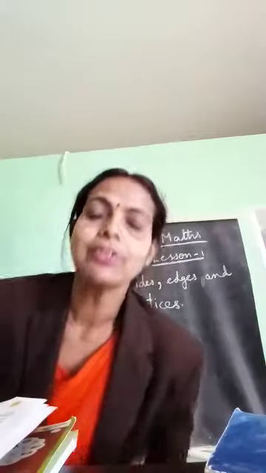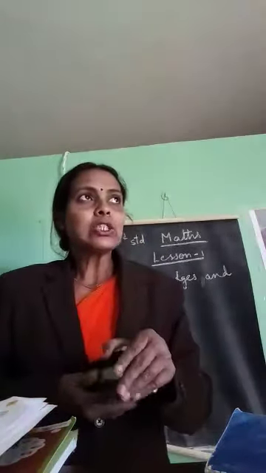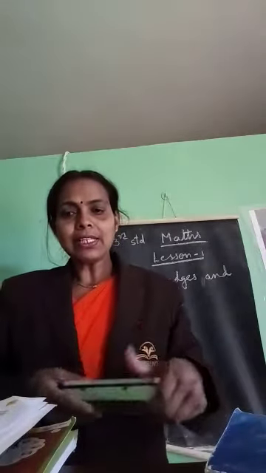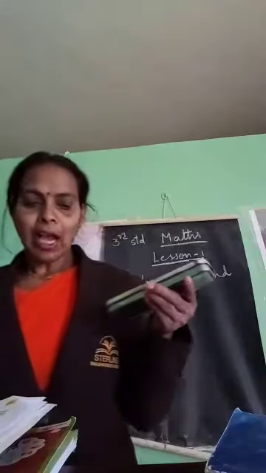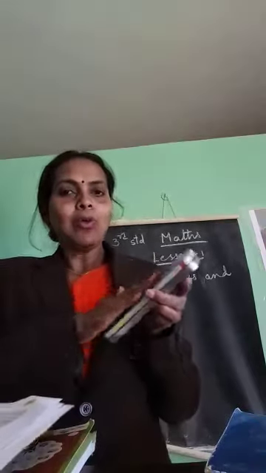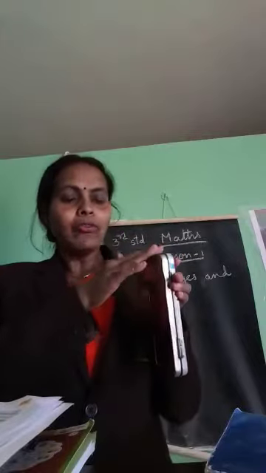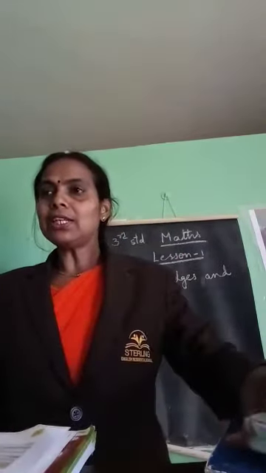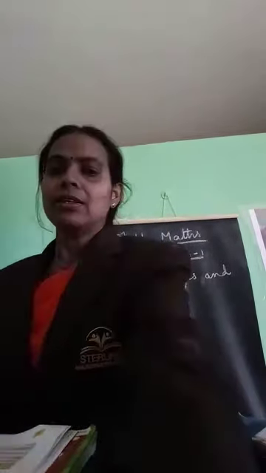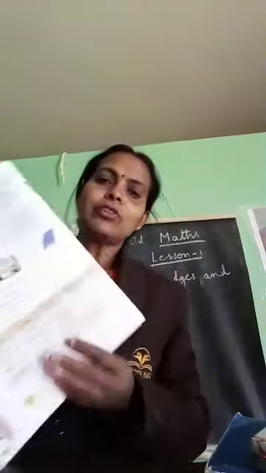Now shape. What is the shape of the geometry box? It is a cuboid shape. And how many faces are there? 1, 2, 3, 4, 5, 6. So write 6 faces here. Number of faces, you write 6. I wrote 6 here. You also write 6.